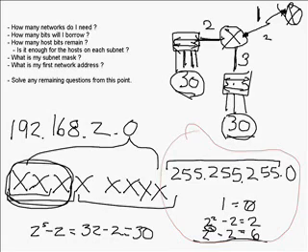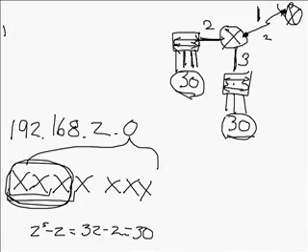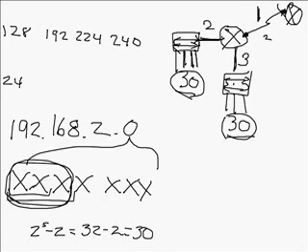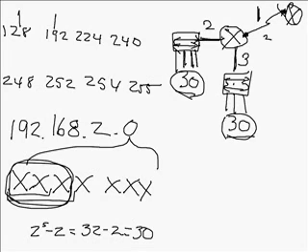A subnet mask comes in a form of either 128, 192, 224, 240, 248, 252, 254, or 255. If there's 1 network bit, it's a 128. If there's 2 network bits, it's 192. If there's 3 network bits, it's 224. If there's 4 network bits, there's 240, and so forth until we get to 255.